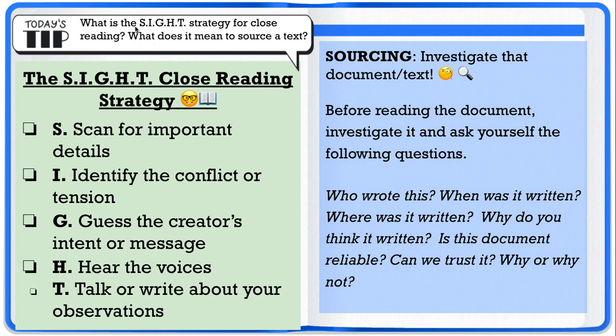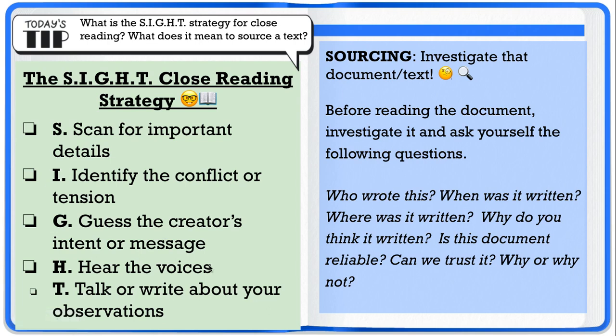Let's review our CITE strategy for close reading that you can also use as you're reviewing a text. The CITE close reading strategy has different steps that will take you through the text. The C stands for scan for important details. I, identify the conflict or tension. T, guess the creator's intent or message. E, hear the voices in the text. And T, talk or write about your observations.